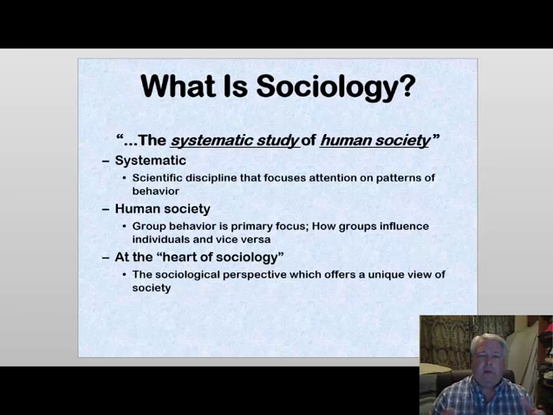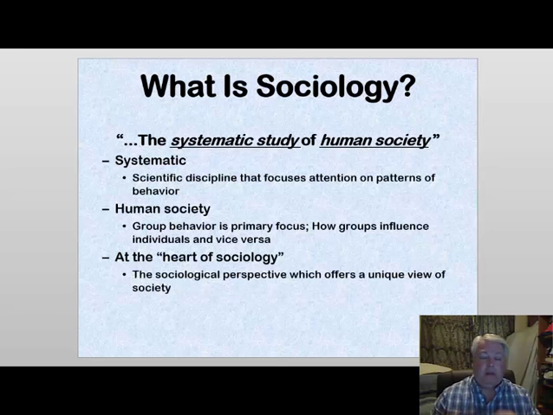So if we were to study something like crime, we would want to know why people commit crime. Why do they commit crimes in general? There are numerous theories out there that try to explain why crime happens. Some of them are biological and genetic. Some of them are psychological theories. Some of them are sociological theories.